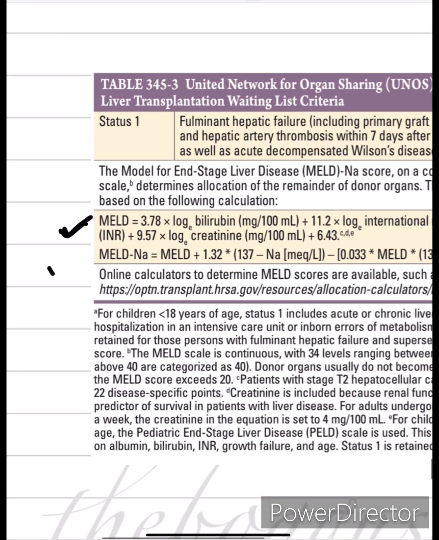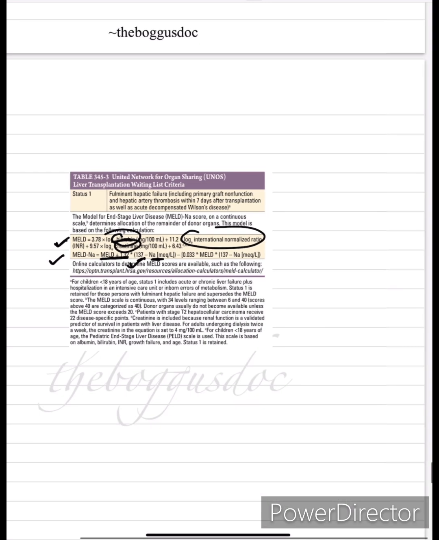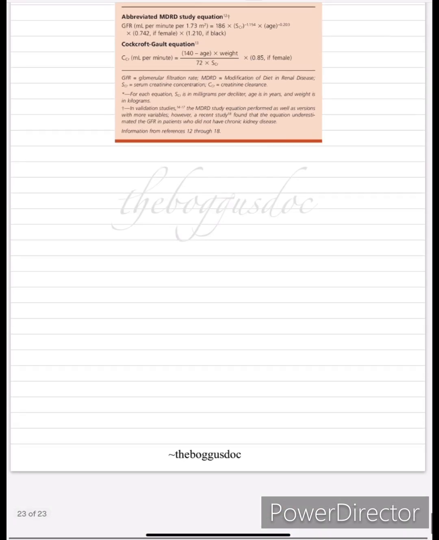Which score do we use? MELD score. Okay, MELD score and MELD sodium score. These are the two scores we use, and you have to rectify what is in the MELD score. What we use is the bilirubin, the INR, and the creatinine, and the sodium that is used in the MELD sodium score.